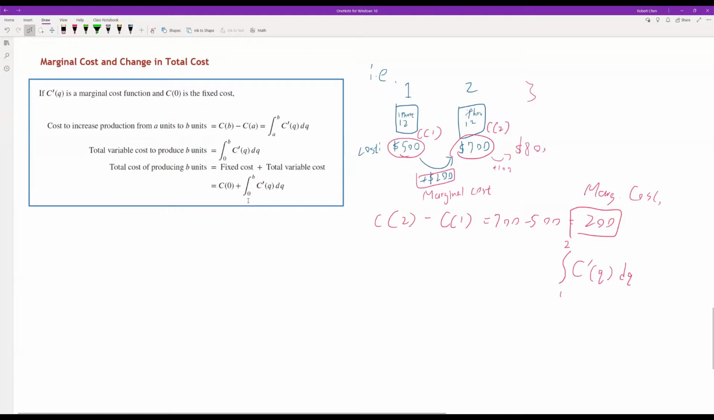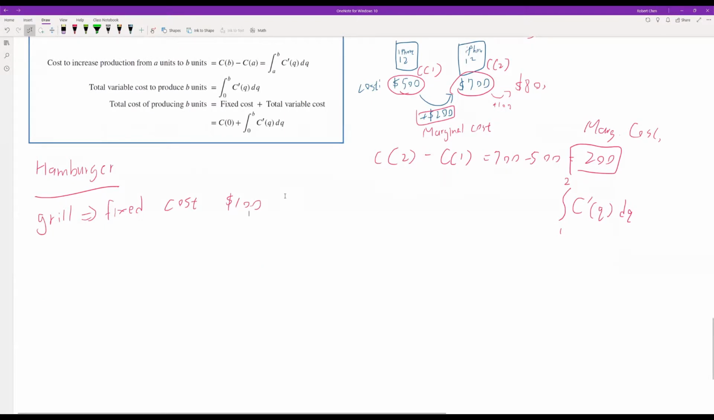Let's say when you're making a hamburger, right? The grill would be a fixed cost, because you just need one grill. Well, I guess you might need more, but let's say you are a small burger joint and you have a grill, and that's a fixed cost. Let's say it's $100. Don't know if you can get a grill that cheap, but anyway, that's a fixed cost.